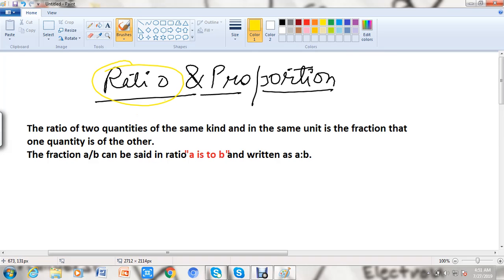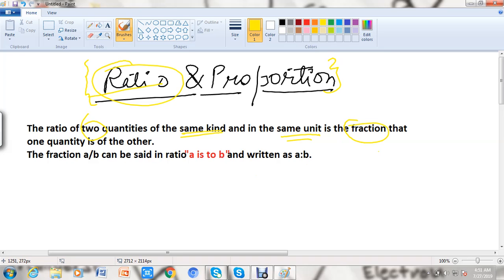The ratio of two quantities of the same kind. Remember this: we will talk about two quantities which are of the same kind and in the same unit, and the ratio is the fraction that one quantity is of the other. Means if you have two quantities of the same kind, then they must be in the fraction of one another, and then it is called the ratio.